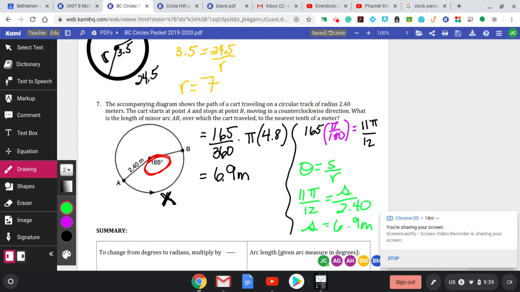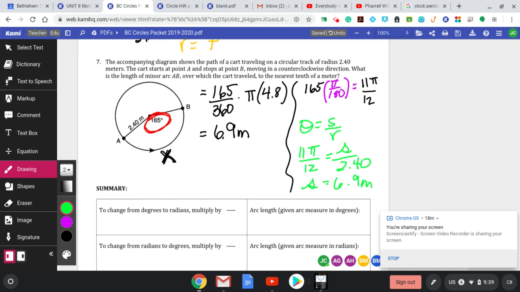Okay, just so I make sure I hook you guys up the right way. The one on the left is using the formula from day 2, which is measure of an angle over 360 times circumference. I got 6.9. And the one on the right, I converted 165 to radians and got 11 pi over 12 in radians. And then I used theta equals S over R with 11 pi over 12. Either way, you'll see I got 6.9 meters. Okay, so it's really the decision you guys have to make.